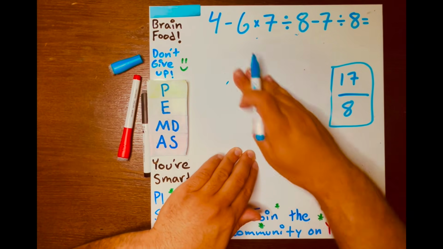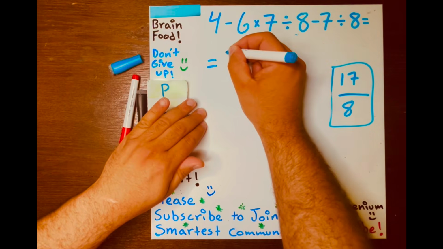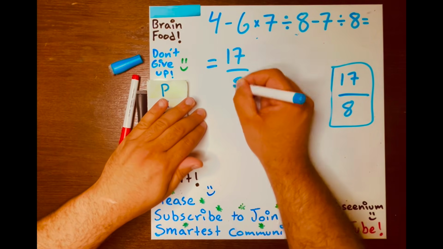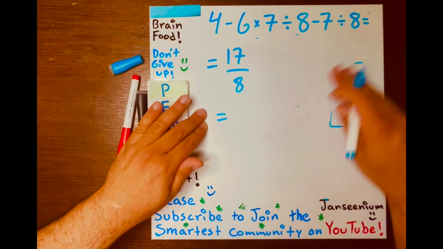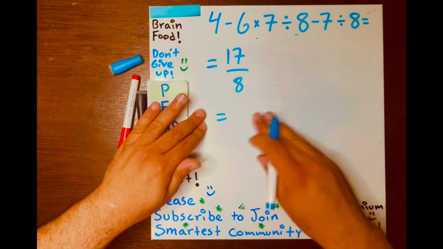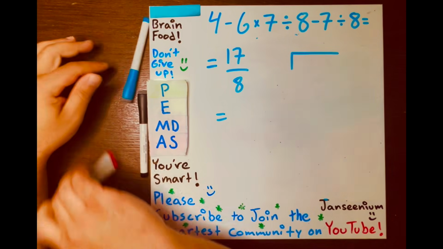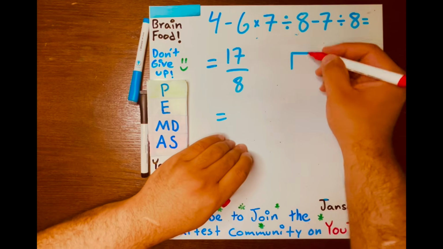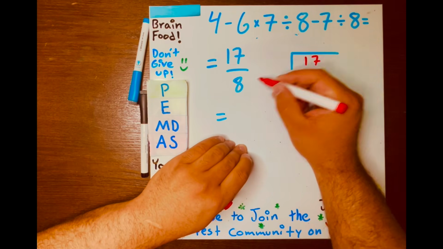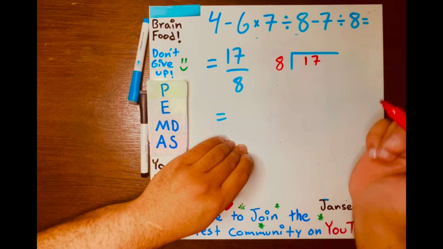Next, I'll use long division to figure out the decimal answer. I'll write the first answer here, and then you tell me in the comment section down below if this is correct or not. Here's the long division symbol, and I'll use a different color. The 17, that's the dividend, goes inside. The 8 goes outside, that's the divisor.